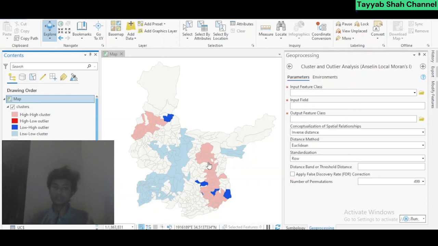So for that reason, if the government builds a headquarters in the middle of a cluster where the high values are, they can operate on all the area around it. This type of information is very important for geospatial analysis.